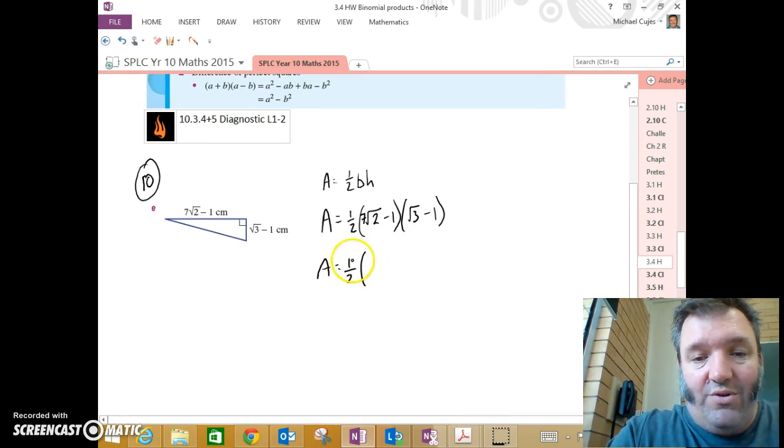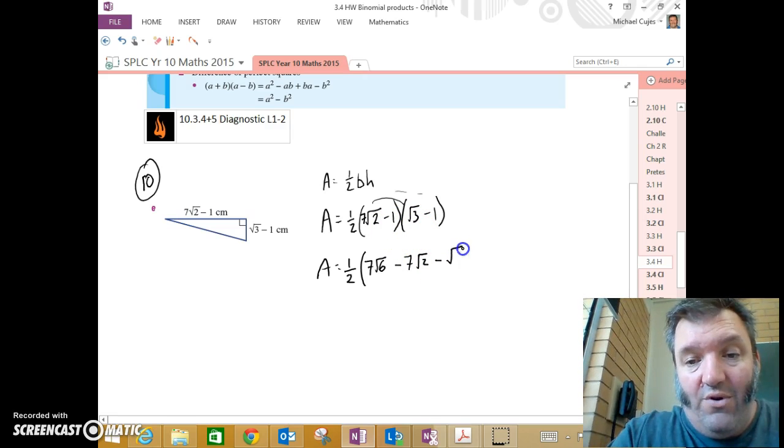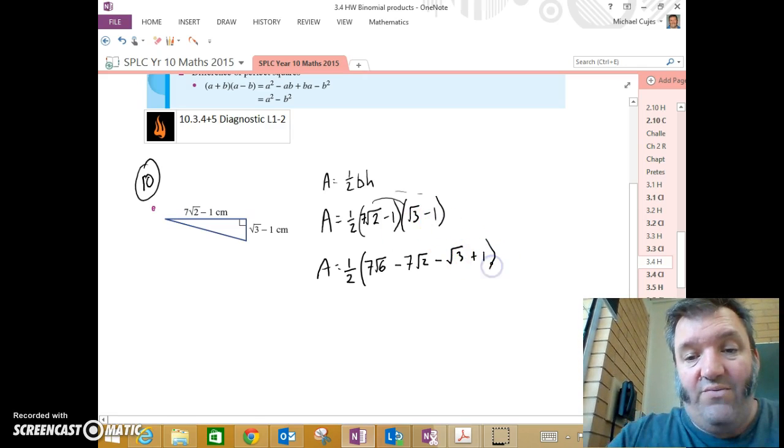7 root 2 by root 3, 7 root 6. Done the first bit. 7 root 2 by negative 1, negative 7 root 2. Negative 1 by root 3, negative root 3, negative 1 by negative 1, positive 1.